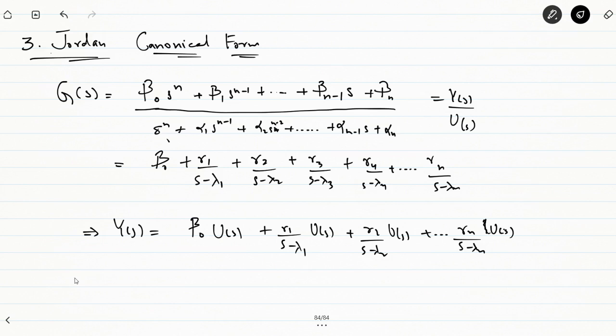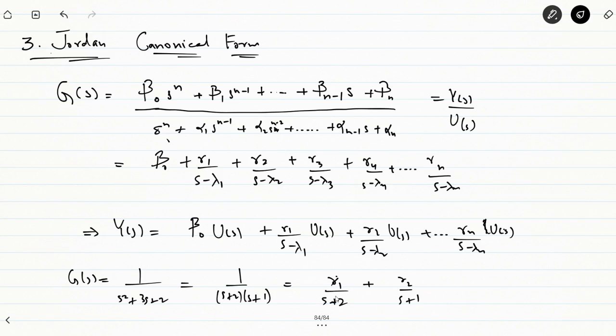Okay, so for example we have an equation G(s) equal to 1 divided by s squared plus 3s plus 2. We know this is equal to 1 by s plus 1 minus 1 by s plus 2. Fine. We can therefore say this will be equal to r1 divided by s plus 2 plus r2 divided by s plus 1. And using the partial fraction method, we can then find out the values of r1 and r2. Normally we would write A divided by s plus 2 plus B divided by s plus 1.